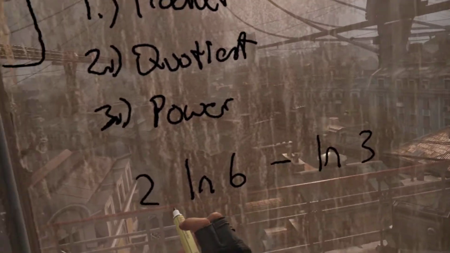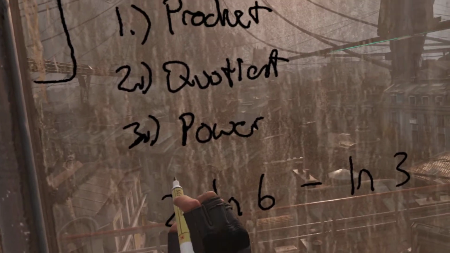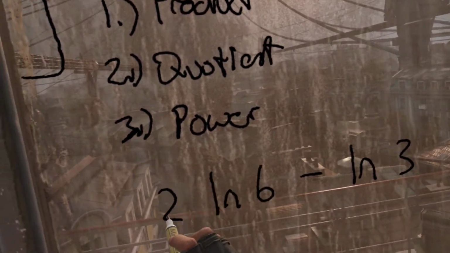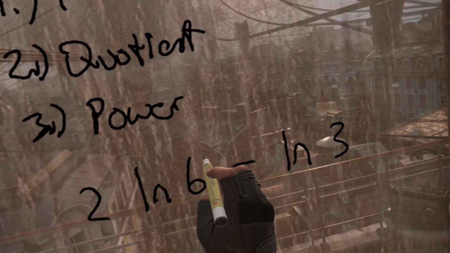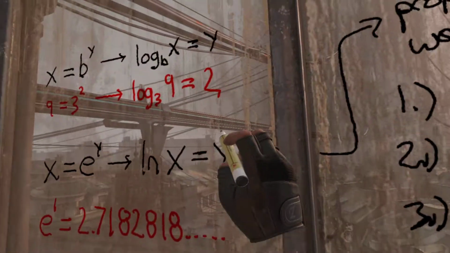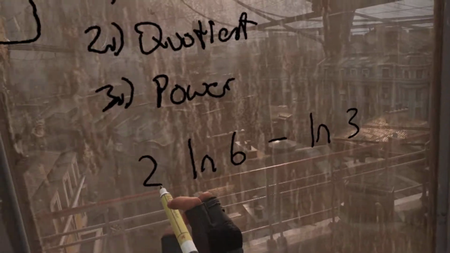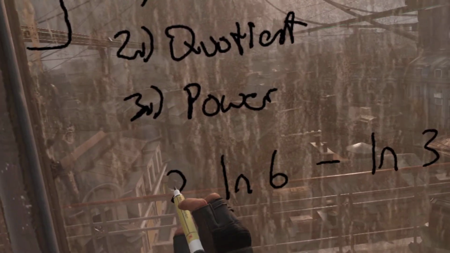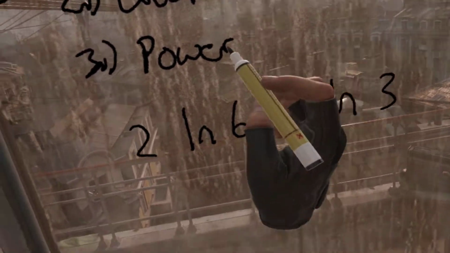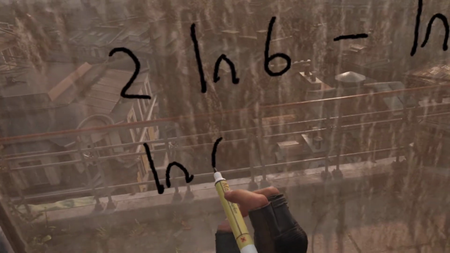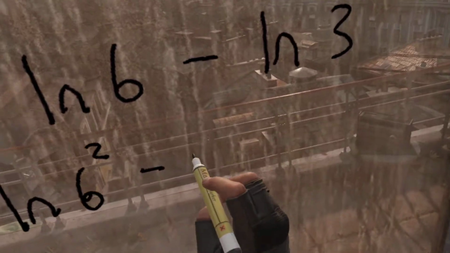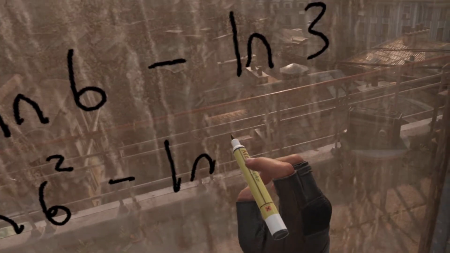So obviously, you'll notice that on the front, we've got a 2. That's going to be the power property, where we're allowed to take a number on the front and move it to become an exponent, just like we did when we were practicing with logs. So we're going to use the power property and move the 2 to become an exponent right here. So I'm going to rewrite the question as natural log of 6 squared minus the natural log of 3.